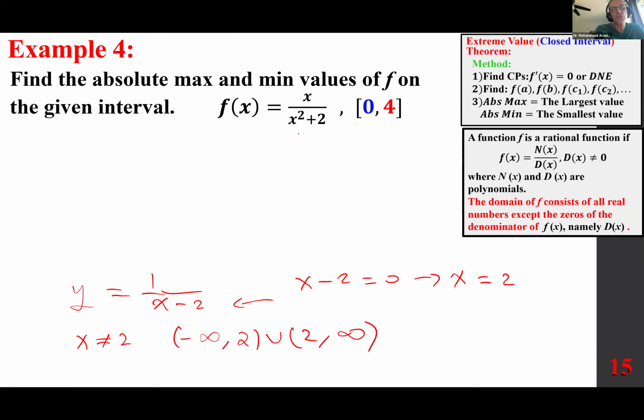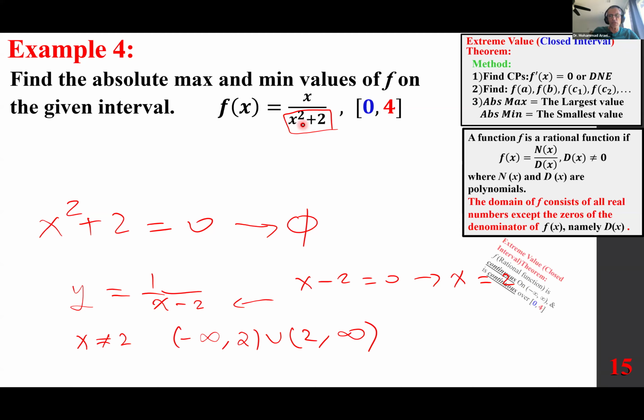In this case, you have to set the denominator x squared plus 2 equal to 0, and this doesn't give you any solution. As you know, phi represents an empty set. Why not? Because you have x to an even power, and you're adding some number to it. So x squared plus 2 equals 0 will never produce any solution. Although this is a rational function, the domain is all real numbers.